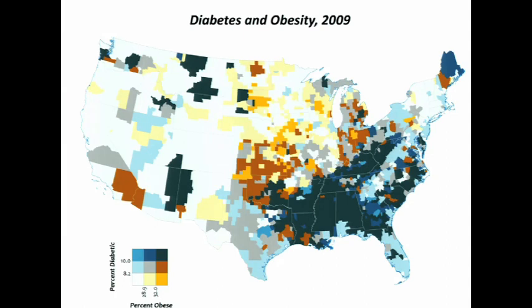Okay? So any place that's that darkest sort of gray-blue has high diabetes and high obesity. Anything that is that sort of brighter blue is high diabetes, low obesity. Anything that is shown with a brighter yellow is high obesity, low diabetes. Okay? So that's how you read these maps. How many people can see those patterns and understand what they're seeing?